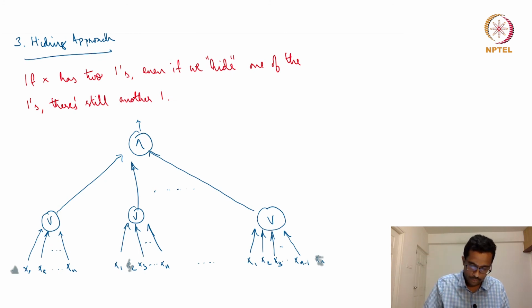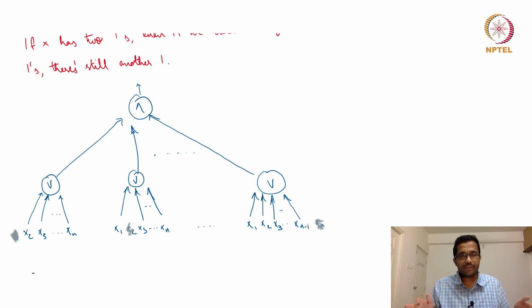So what we do in this approach is to simply take all the possible n input bits. So you hide x1 first, then you hide x2, then you hide x3, and so on till finally you hide xn. And for all of this, once you hide x1, you take the OR with the remaining bits. Then you hide x2, you take the OR with the remaining bits, and so on. And then finally you check whether all of these are 1. If all of these are 1, this means that there are two 1s in the input. So you have ORs at the bottom level and then an AND at the top level.